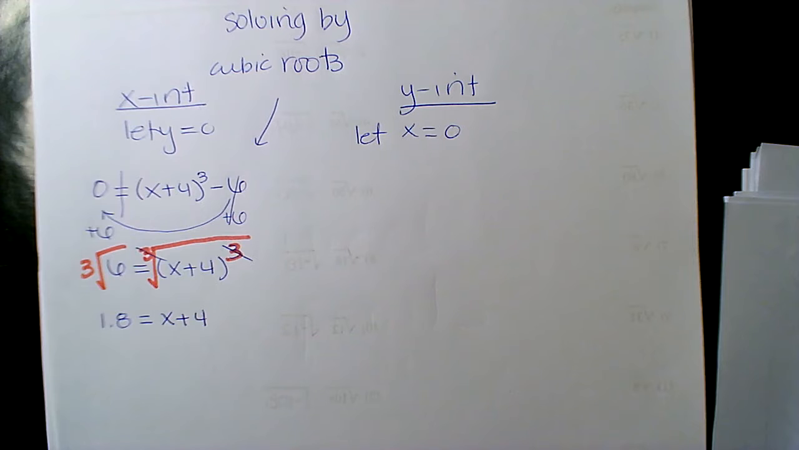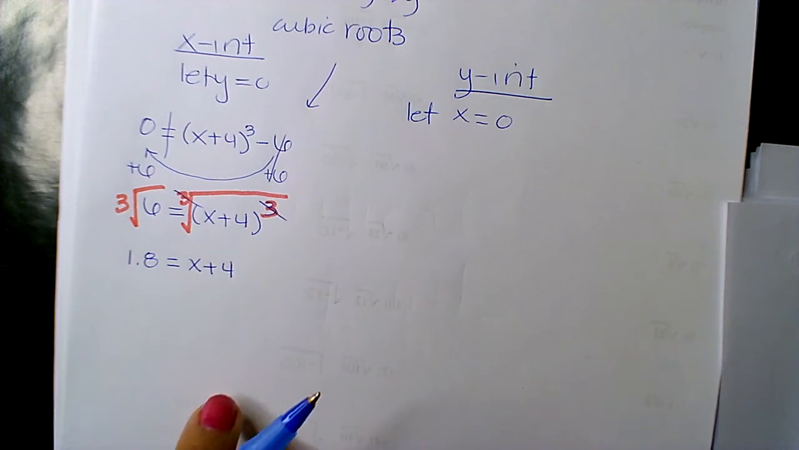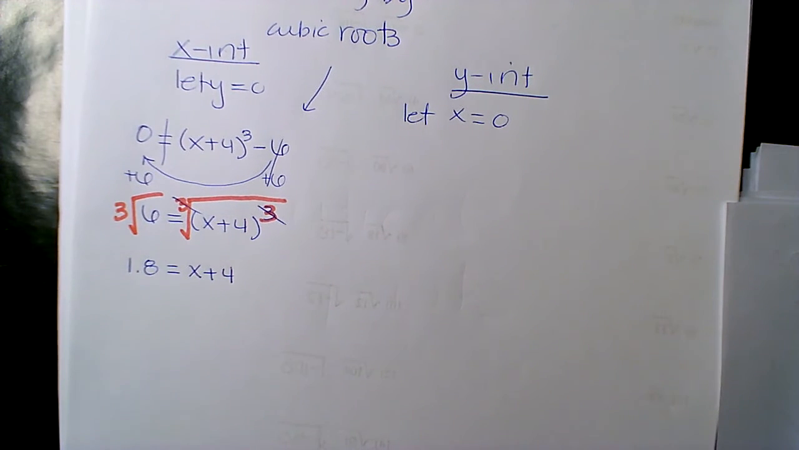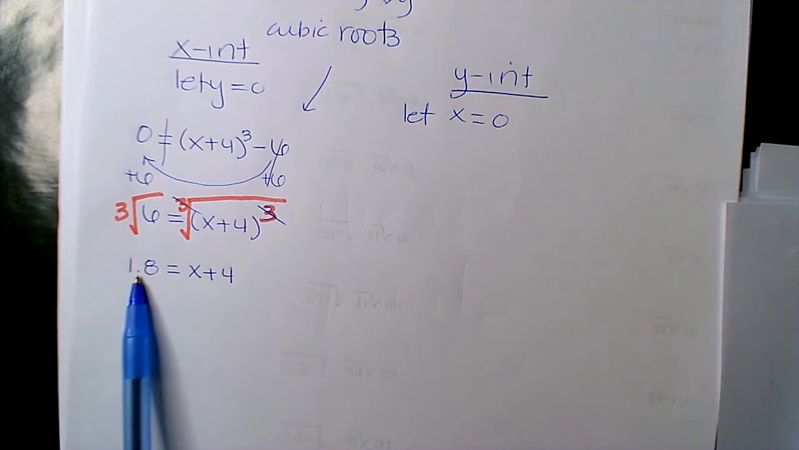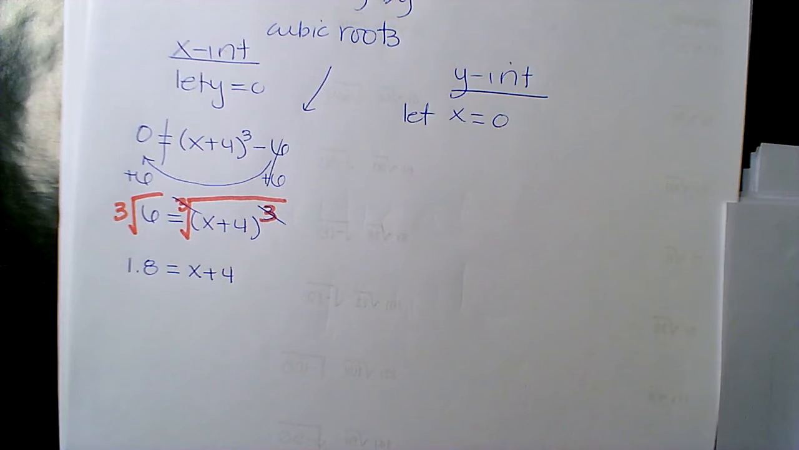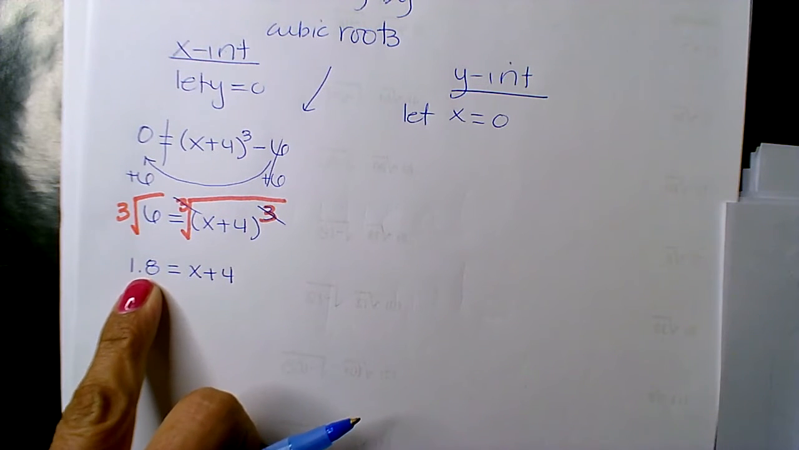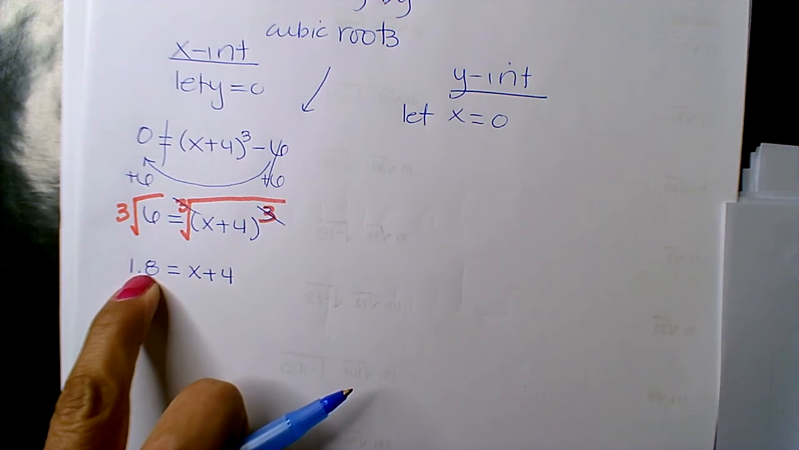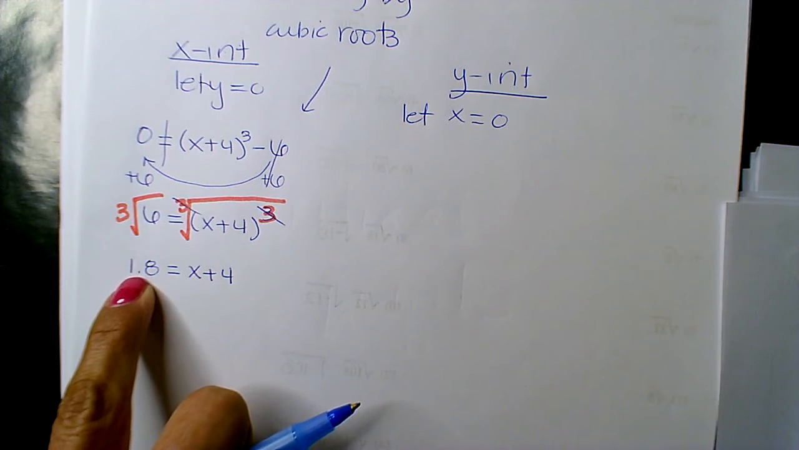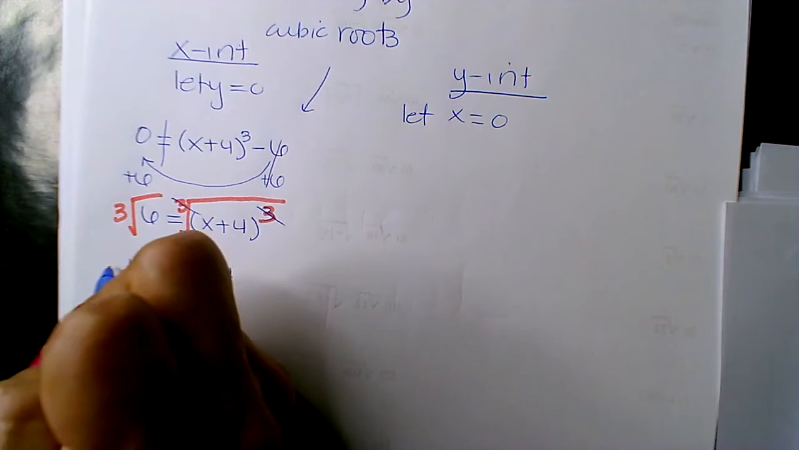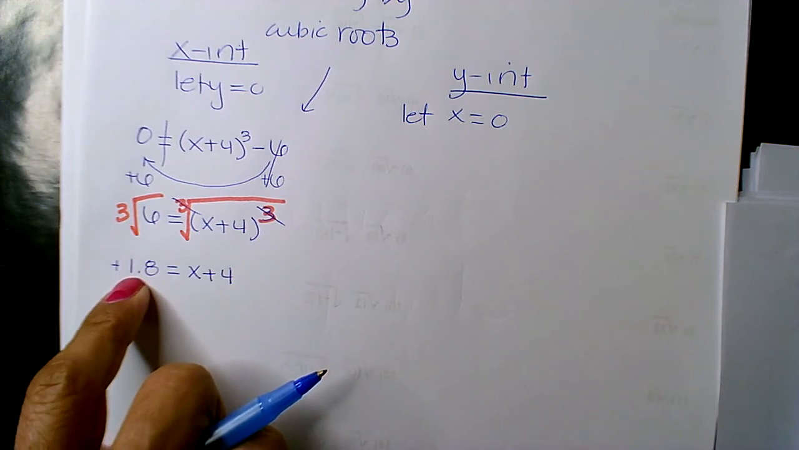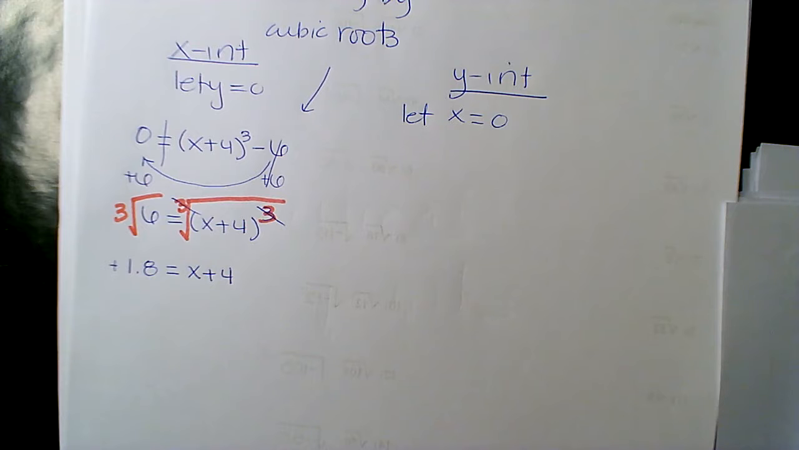Okay, question though. You guys remember when we were square rooting? Remember how you would do plus or minus? Here you're like, hey, Miss Kenny, are you going to do the plus or minus 1.8? Because right now I just have it at 1.8, and it's going to be positive. Now, just think about it. Why wouldn't I put the negative 1.8? Because when you subtract the 4 right now, right?